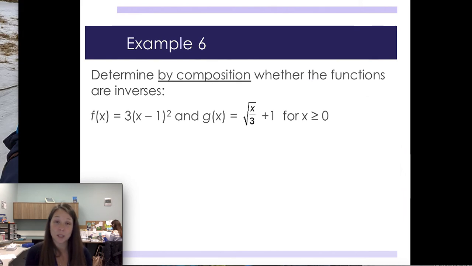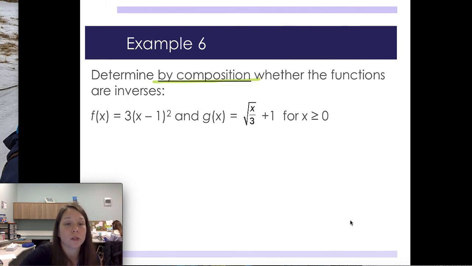Determine by composition, and notice that in my instructions, I'm not saying find the inverse. I'm saying determine by composition. So I'm looking for a specific process here, whether the functions are inverses. So we have f of x equals 3 times (x minus 1) squared, and g of x is the square root of (x over 3) plus 1.